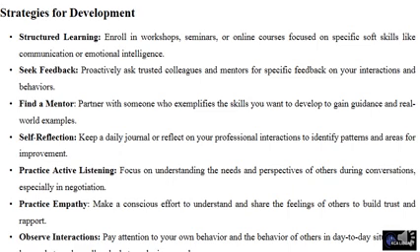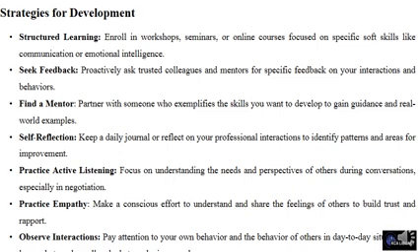Self-reflection: keep a daily journal or reflect on your professional interactions, identify patterns and areas for improvement. Practice active listening: focus on understanding the needs and perspectives of others during conversations, especially in negotiation. Practice empathy: make a conscious effort to understand the feelings of others to build trust and rapport.